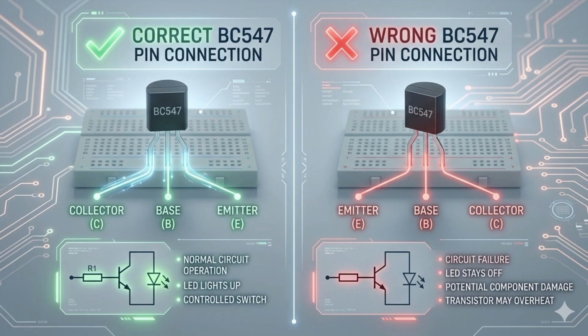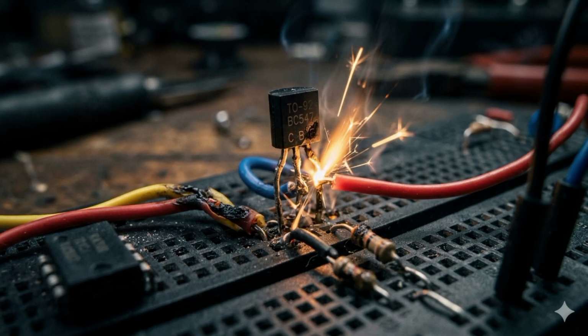Many beginners make common mistakes while using transistors. One common mistake is connecting the pins incorrectly. Always check the transistor datasheet because different transistors can have different pin layouts. Another mistake is using too much current without protection. That can damage the transistor. Beginners should start with simple BC547 LED projects before moving to advanced circuits.